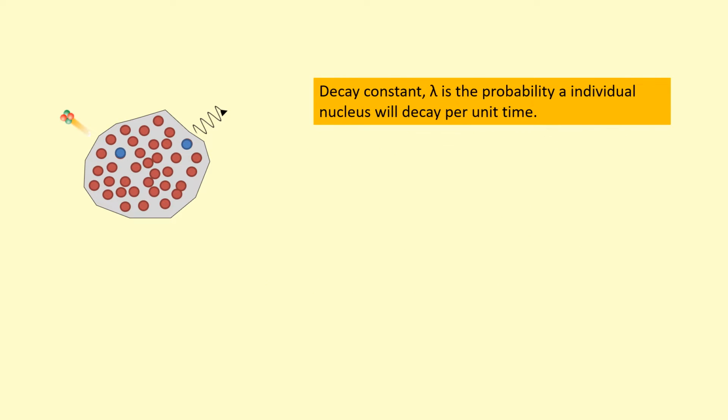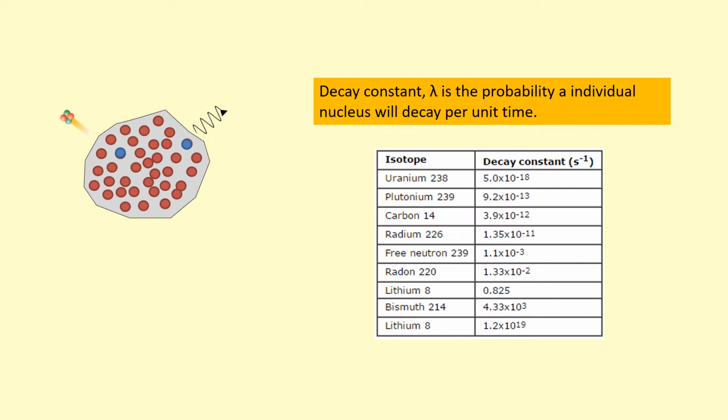Another useful number in radioactivity is the decay constant, which is represented by lambda. It's the probability that an individual nucleus will decay per unit time. Here's a table showing the different decay constants for the different elements. You can see uranium with a very small decay constant and lithium with a very high decay constant. So that means uranium will decay more slowly because the probability of decay is low, while lithium will decay more quickly because the probability of decay is higher.